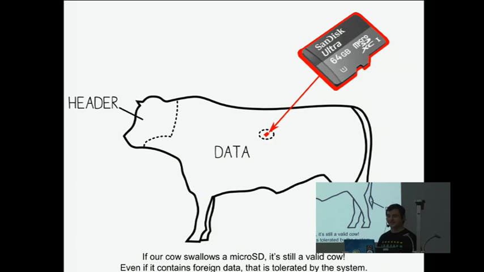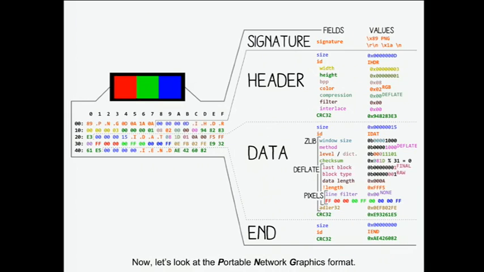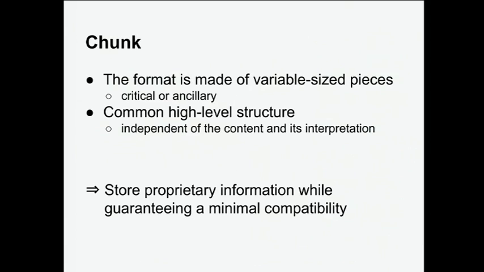Anyway, sorry for that. So let's look at a bit more binary, the PNG file format. It's made of a signature and chunks, and here we have header, data, and end. So now, let's forget the cows, but you still have the idea of them. The chunks are like beef chunks: the format is made of variable size pieces.